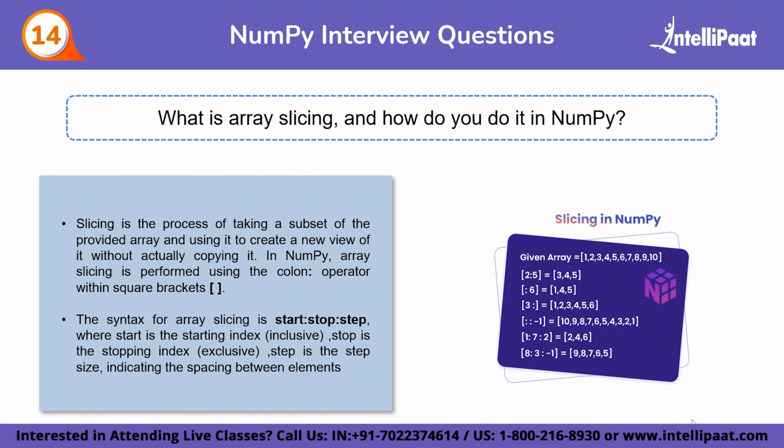And then in the last we have 8 colon 3 colon -1. So we have to start at index 8 and then end at index 3 and step by -1. So it will be 9, 8, 7, 6, 5. So this is how array slicing works.